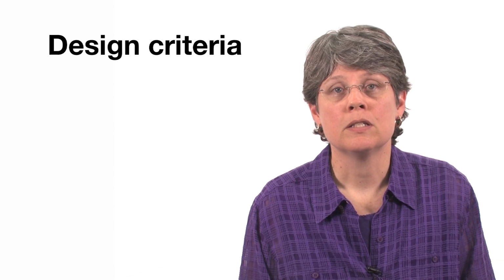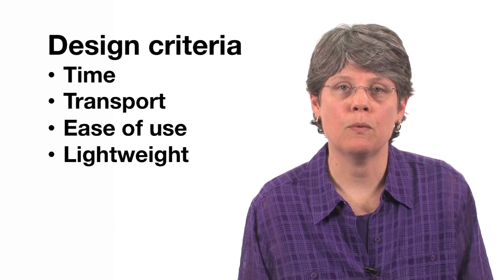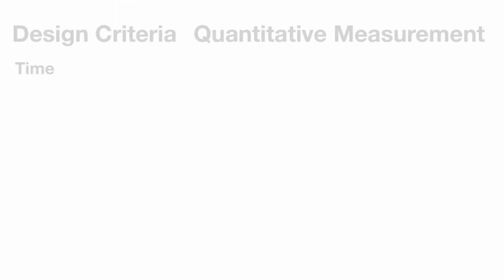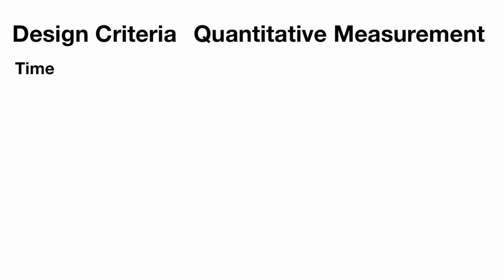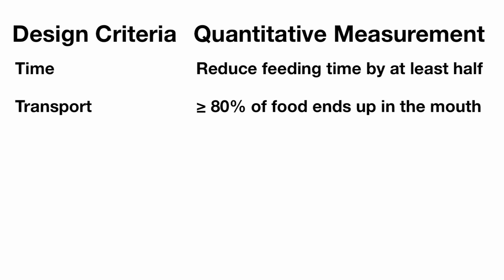We identified 6 design criteria: time, transport, ease of use, lightweight, durability, and cost. So for feeding time, the design criteria is to reduce the time in half as compared to eating without a modified spoon. For successful transport, the design criteria is that 80% of the food that is gathered up by the spoon ends up in the individual's mouth.